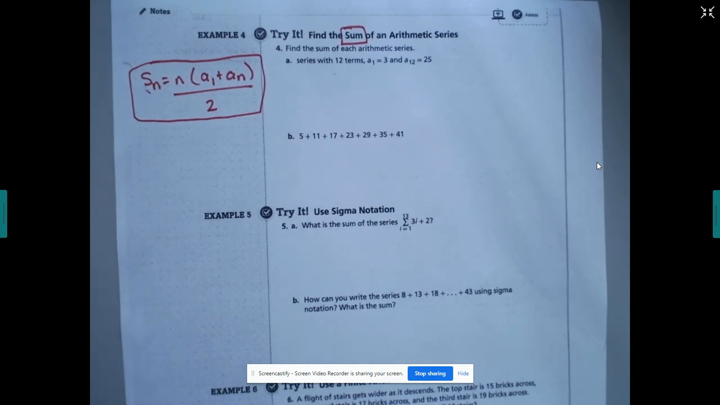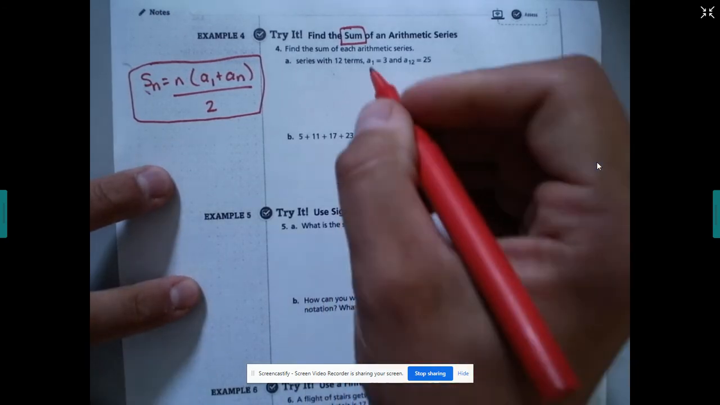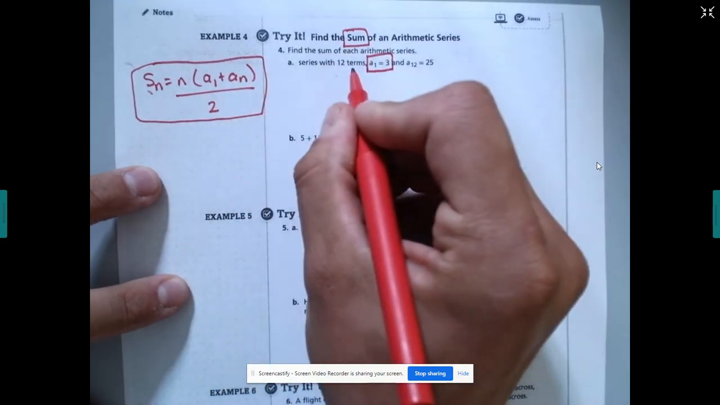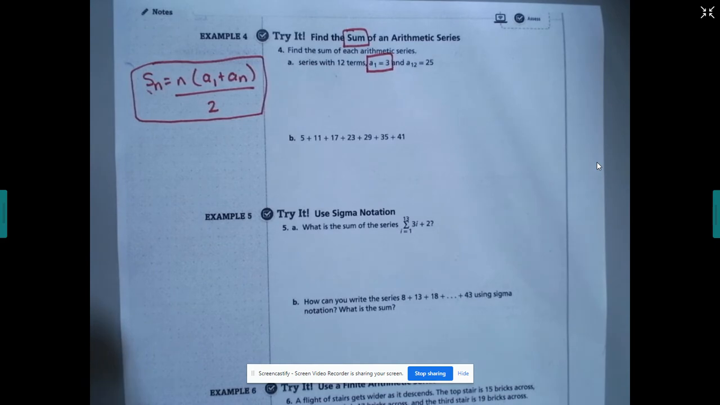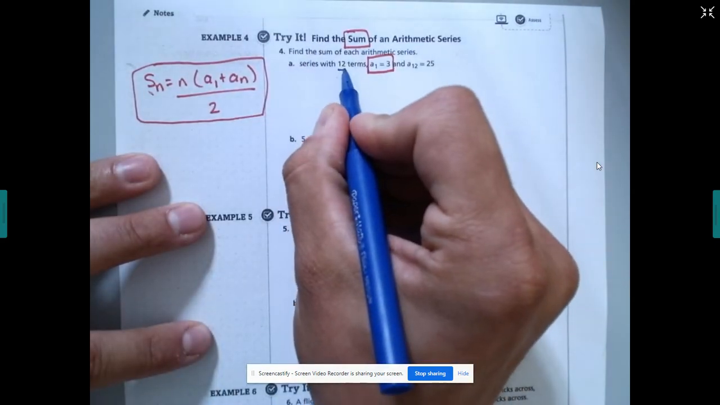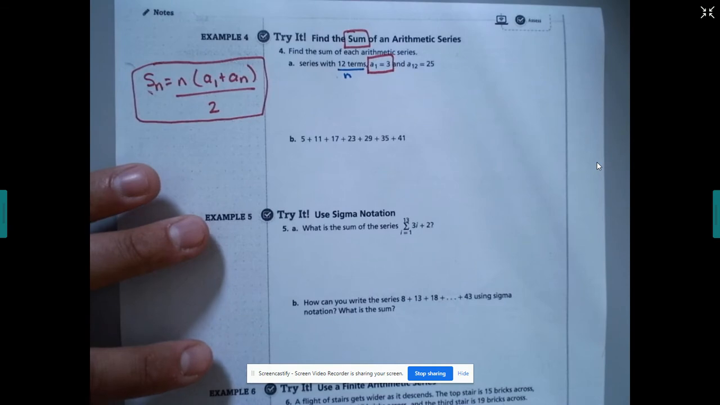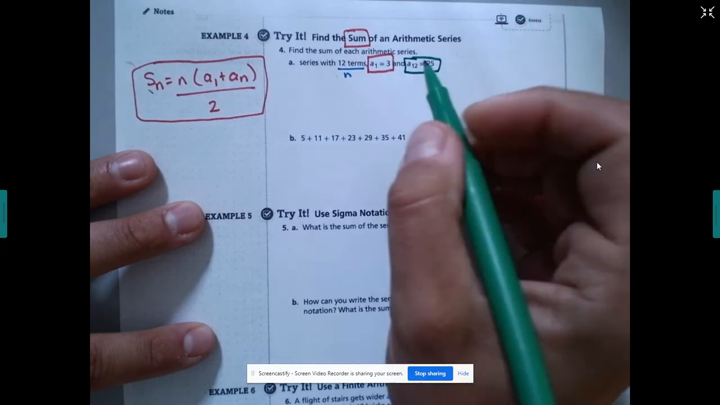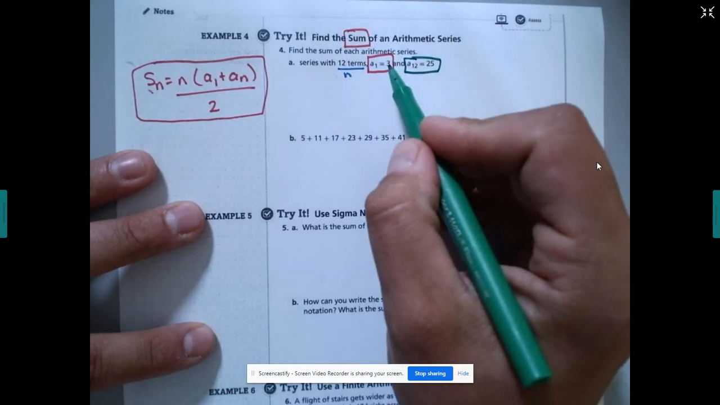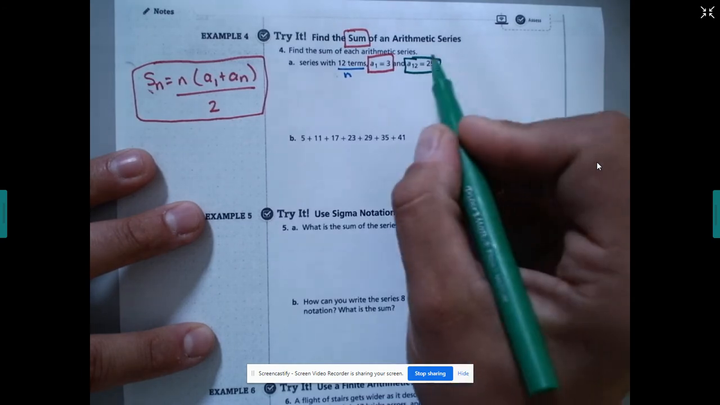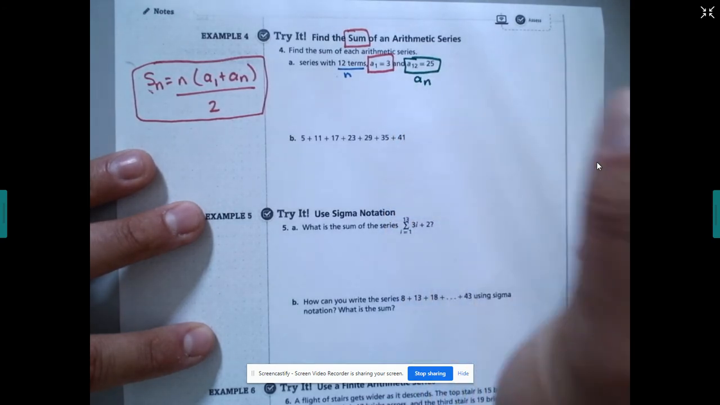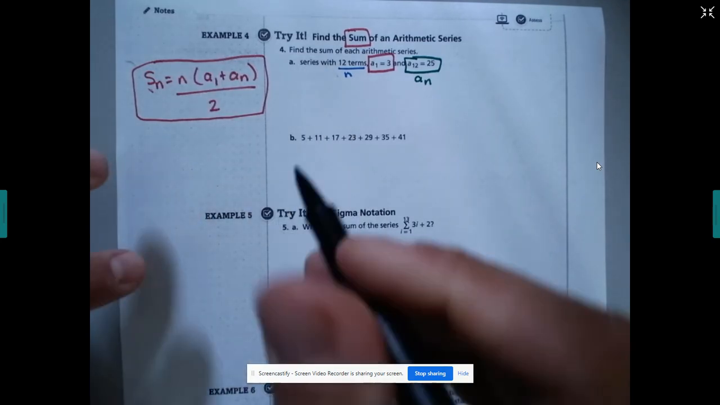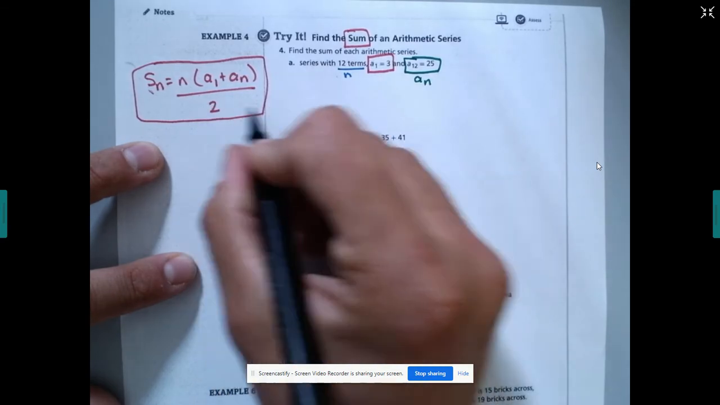All right. So this very first problem, 4a, they told us what a1 is, right? So I don't have to figure that out. They told us it was 3. They also tell us that it has 12 terms. There are 12 items here, so that's going to be our n value. And then they told us that the 12th term is 25. So the last number in this pattern, say it started at 3, and then I went 12 numbers, the last number is going to be 25. So that's an. So they gave us every piece of information that we needed. Right? They told us everything. So we're just going to take these 3 and plug them in here.